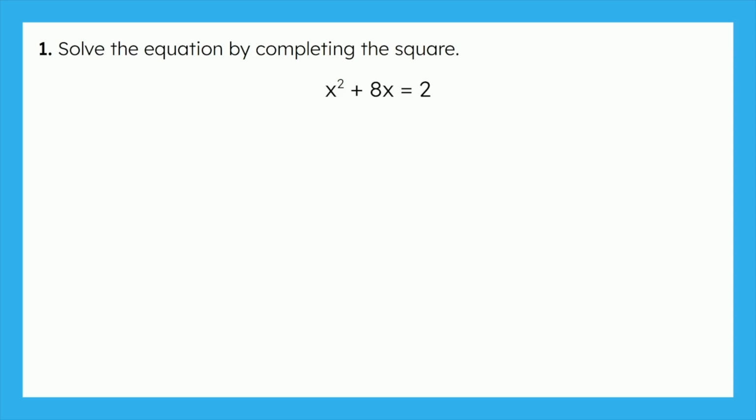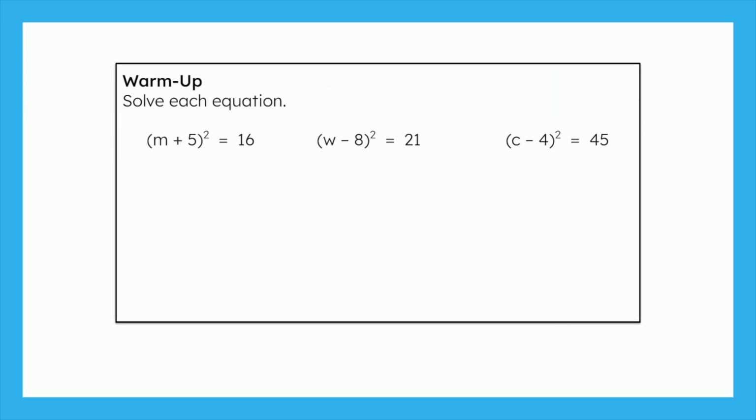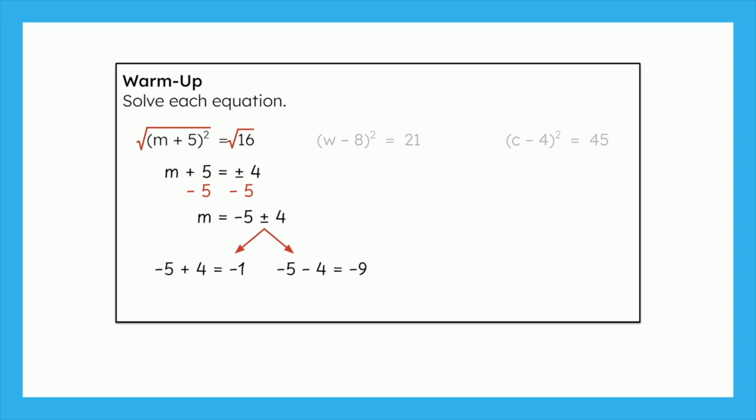It allows us to rewrite the left side of the equation as the square of a binomial. That gives the equation the form x plus p squared equals q. Think back to the warm-up you did before starting the video and guided notes. How did you solve those equations? You took the square root of both sides, used inverse operations to isolate the variable, and then found two solutions, one from the positive root and one from the negative root.